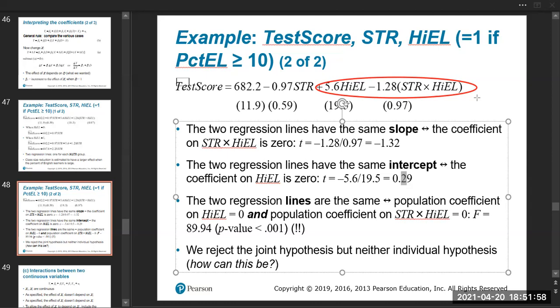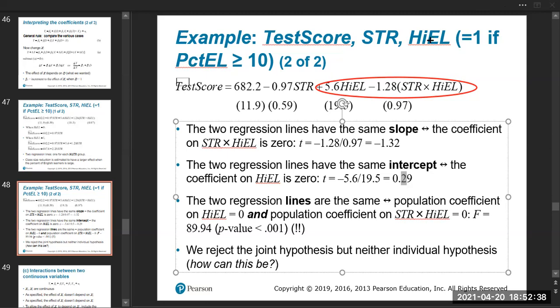How could this be? Because the two coefficients are correlated, right? We talked about this in the previous chapter. You can have both t statistics not being significant, but combined together they are significant. The reason for that is these two effects are correlated. That's why if you test them separately, both of them are not significant, but if you combine them and do an F-test, it's very significant.